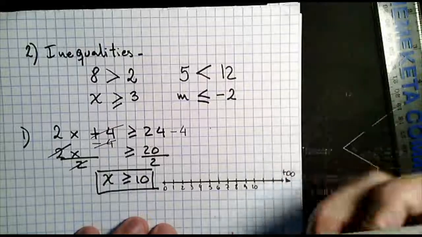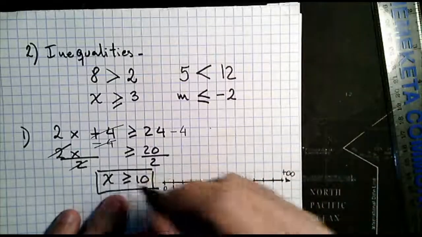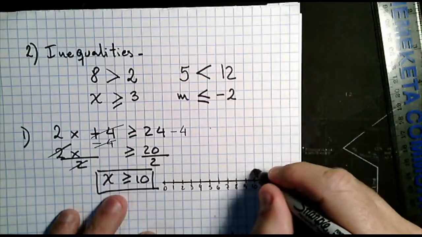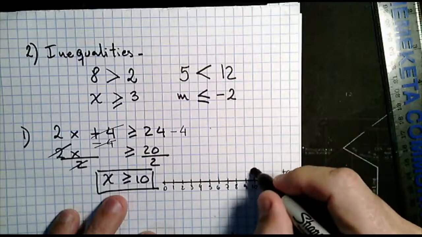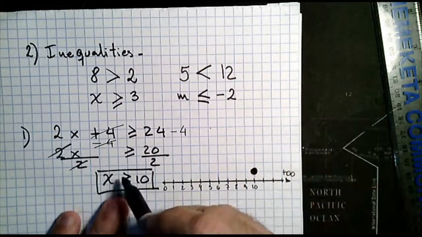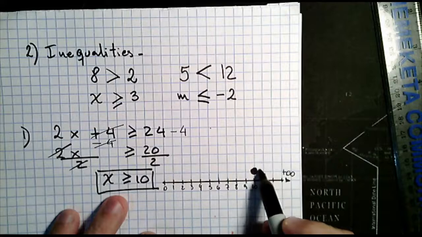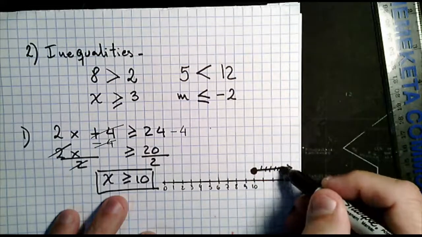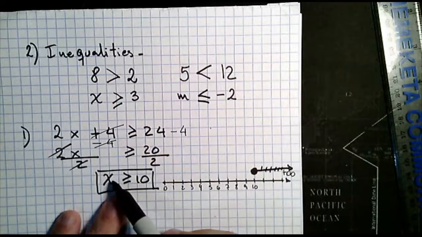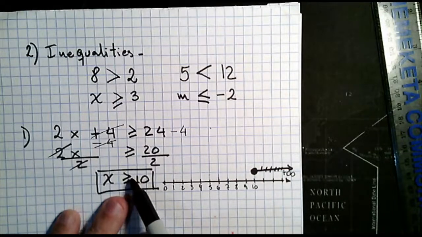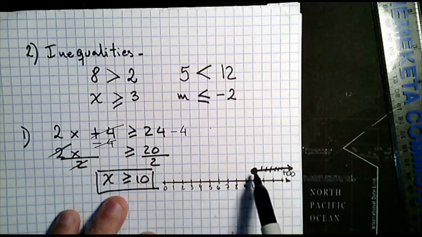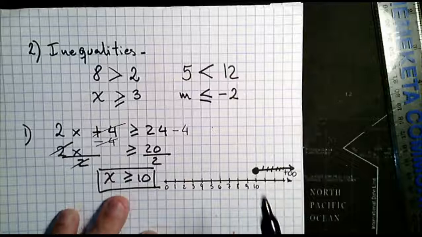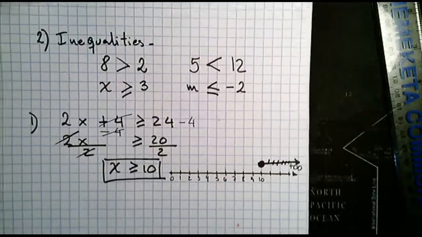What is going to happen is I am going to take the value of 10 here, and I will fill it in, and I am going to go to the right. All the values to the right are going to satisfy this, so all the x values greater or equal than 10. I take the point and go to the right.